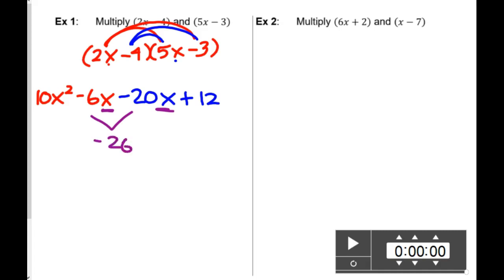Negative 26x. Bring down 10x squared. Bring down plus 12. Those just come straight down. And that's it. So multiplying those 2 binomials gives me a trinomial. So I want you to try number 2 that exact way. I'll give you a couple minutes.